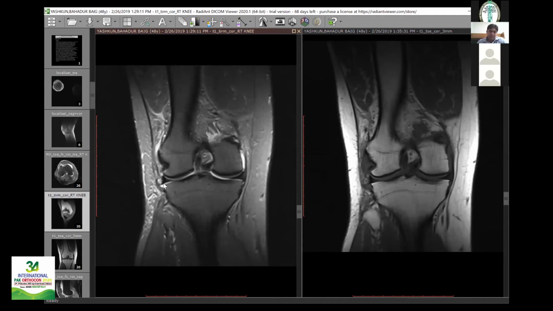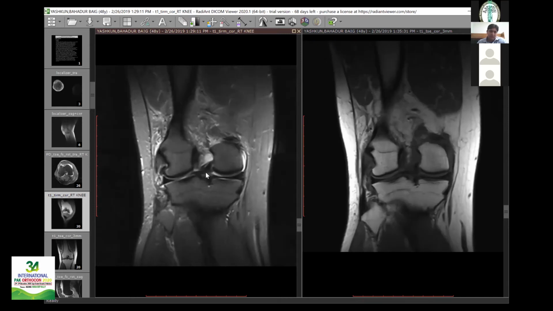Then these are the menisci. You can see the triangular shape, which are jet black, and there should be no abnormal signals, no cutoff of its margins. And you should also look at their roots where they are attaching to the tibia.